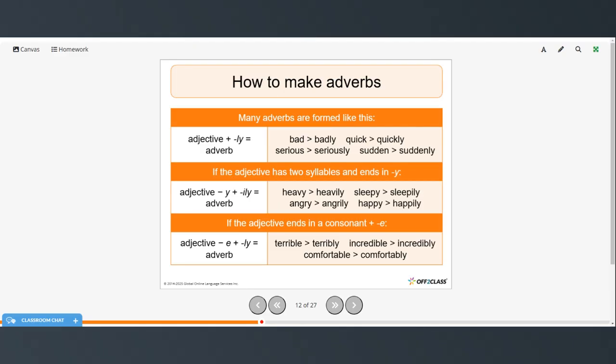If the adjective has two syllables and it ends in y, you remove the y and then you add ily to the adjective to make the adverb. So heavy becomes heavily, sleepy, sleepily, angry, angrily, happy, happily. And if the adjective ends in a consonant plus an e, you remove the e and add ly to make the adverb. So terrible becomes terribly, incredible, incredibly, comfortable, comfortably.